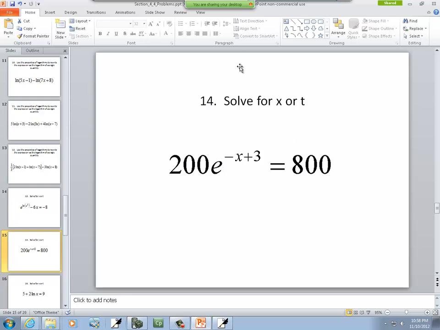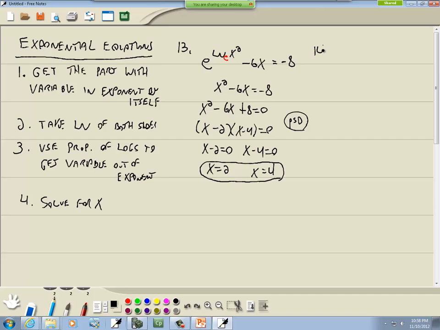Let's look at this one. 200 e to the -x plus 3 equals 800. Well, this is an exponential equation. Exponential equation means you have a variable in the exponent. And let's go through our steps. Get the part with the variable in the exponent by itself. Well, we can't have any numbers in front of it, can't have any numbers after it. So we want to get rid of that 200. So we'll divide both sides by 200. Like that.